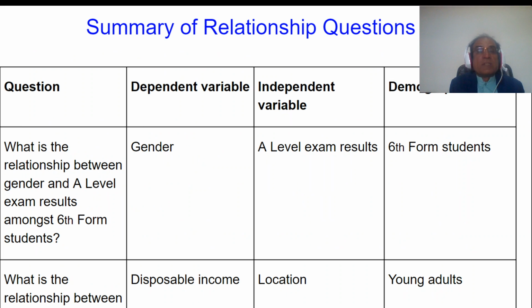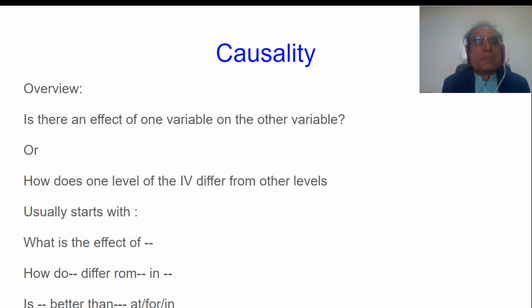Next, the summary of the relationship question. What is the relationship between gender and A-level exam result among sixth form students? So, dependent variable, gender; independent variable, A-level exam result; demographic, sixth form student. What is the relationship between income and location? Dependent variable, disposable income; independent variable, location; demographic, adult. So I hope now you understand how to construct the relationship question.